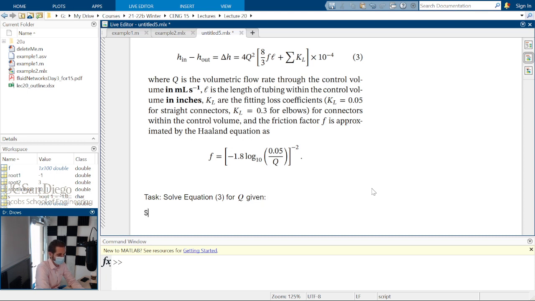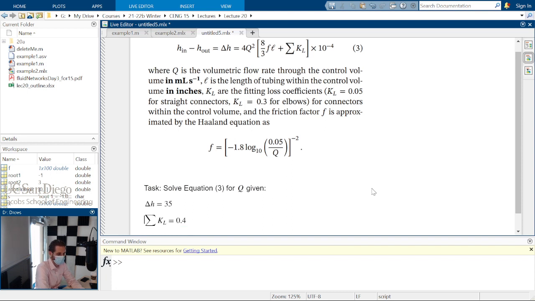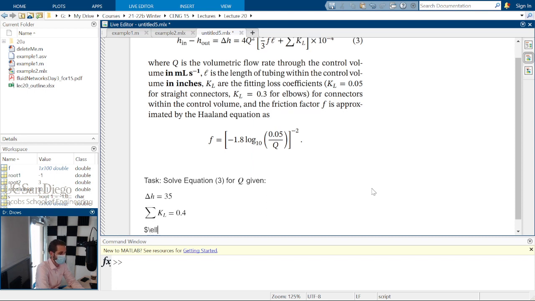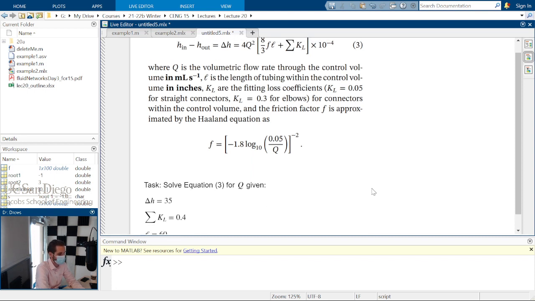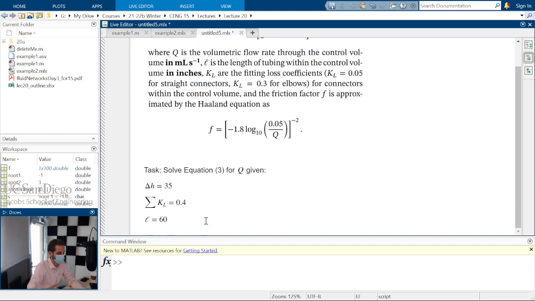given the following information. So this is stuff that we would typically determine experimentally in the lab or in CENG 4. So the first thing that we would measure is that delta H, and we're going to say that that's 35, which does actually have units too. It's 35 inches, but we don't really care about the units right now. That sum term, the sum of K sub L, we're just going to set that equal to 0.4. So we're not going to worry about exactly what all of those terms are. We're just going to roll with it and say it's 0.4. And then that script L, we're going to set to 60, which is the length of pipe in the region that we need.